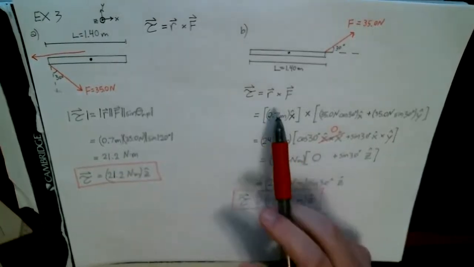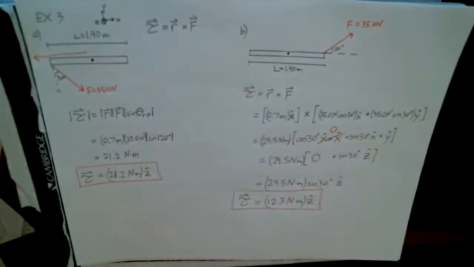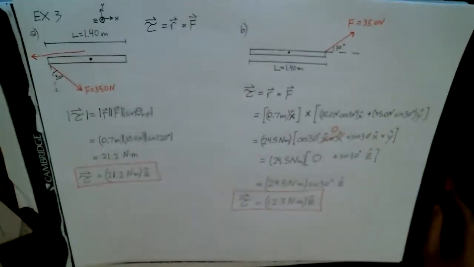Now we've got two ways to evaluate our r cross F and get the torque vector out of it. Good luck with the problems. I'll be available if you need any help.